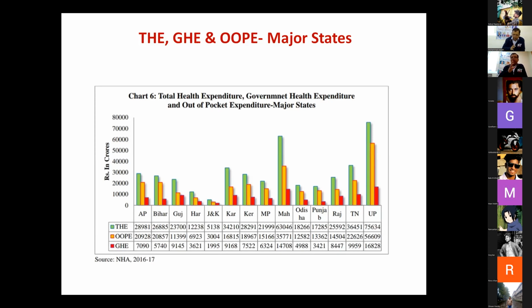So if you understand the pattern of expenditure, especially in the context of the state and the out-of-pocket, you can understand what kind of impact it will create in the pockets of people, right? I hope you got this point very well.